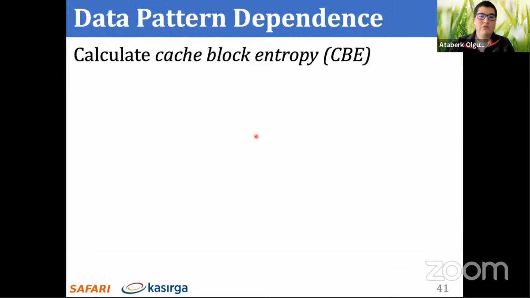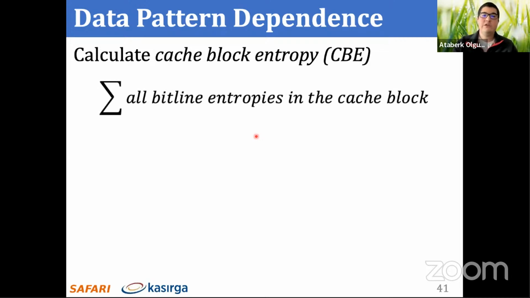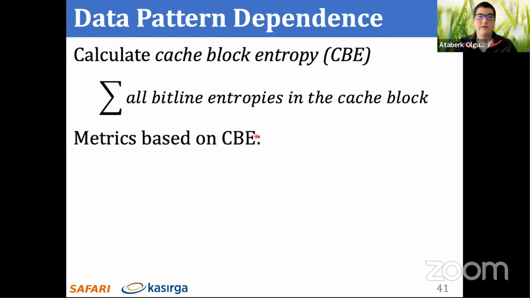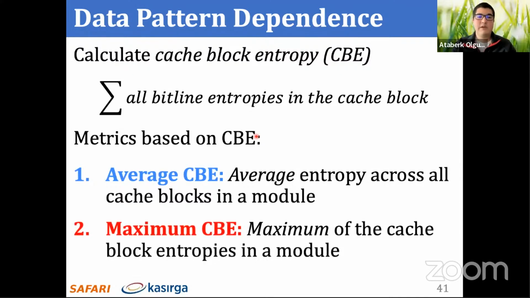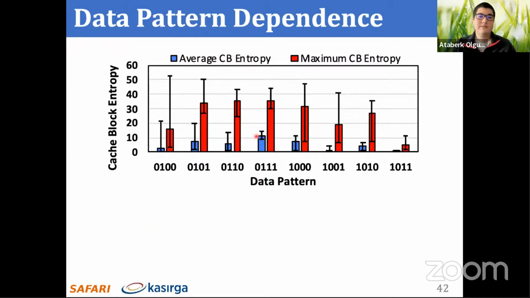We look at the cache block entropy to understand the effect of data patterns on the entropy resulting from QUAC operations. And we calculate the entropy of each cache block as the sum of the entropy of all bit lines in that cache block in every segment we test. Based on cache block entropy, we define 2 additional metrics. The average cache block entropy is the average entropy of each cache block in a DRAM module, and the maximum cache block entropy is the greatest cache block entropy we observe in a DRAM module.